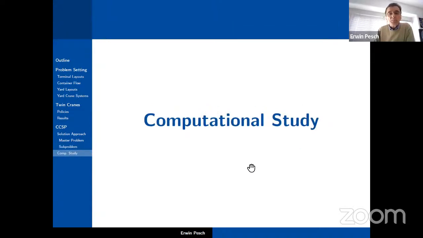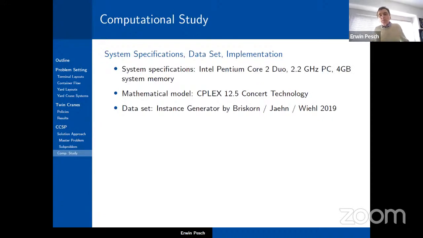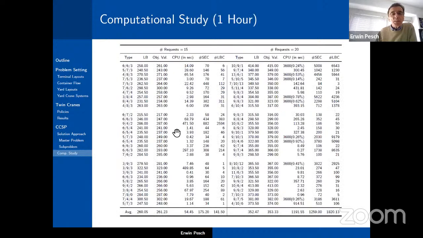So we did that. And let me introduce the computational study. We use the following computer. This is specified here. At that time, we used CPLEX 12.5. We used the data generator by Priskon, Yen, and Wiel, published in 2019. This data generator allows you to set a number of parameters and to generate data that is similar to real data. And we considered different scenarios. We considered 15 requests and 20 requests. We wanted to solve them to optimality. And then we considered also a larger number of requests.